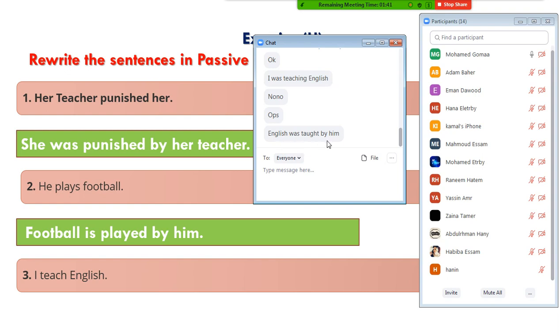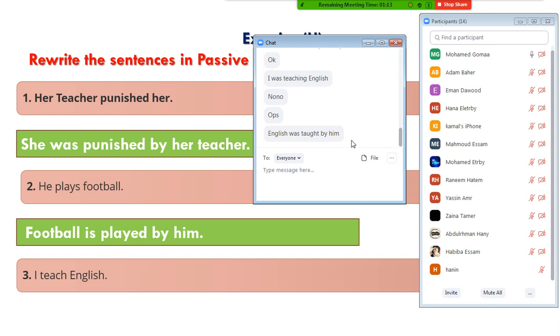English was taught by him. Is this answer correct? No. Okay, what is the mistake here? English was taught by me. Okay, this is one of the mistakes you have corrected. That's right. English was taught by me. I have another mistake here. Can someone detect it?